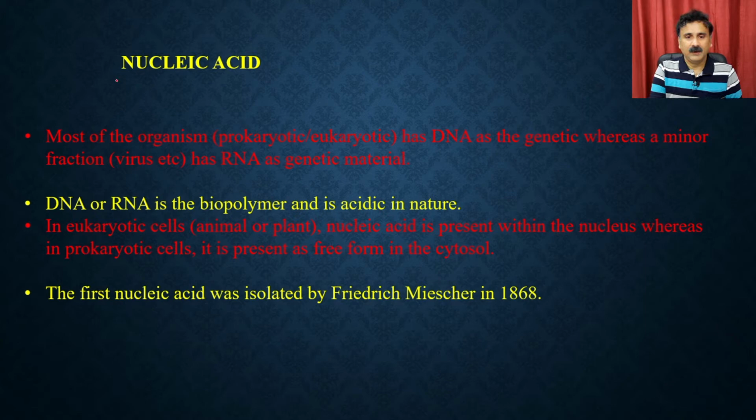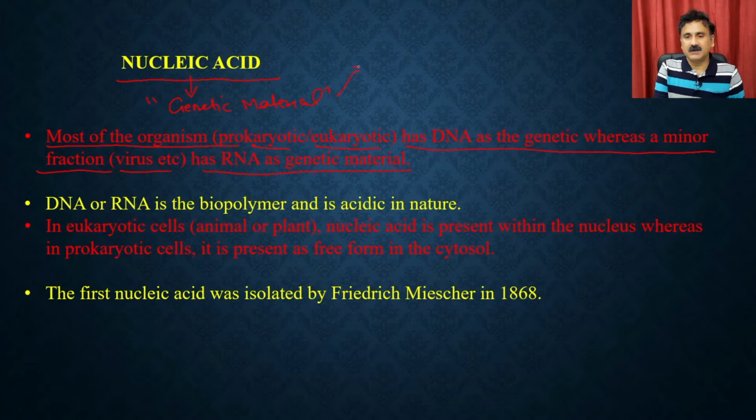Nucleic acid. Most of the organisms, whether prokaryotic or eukaryotic, have DNA as the genetic material, whereas a minor fraction, such as the viruses, has RNA as the genetic material. So nucleic acid is important because it is the genetic material present in the cell, right? Mostly the genetic material is DNA, right?